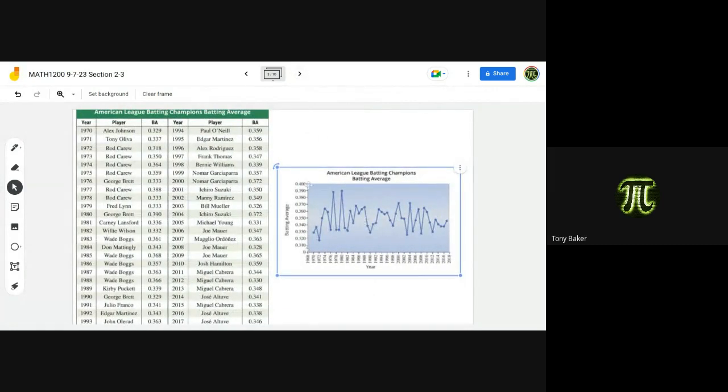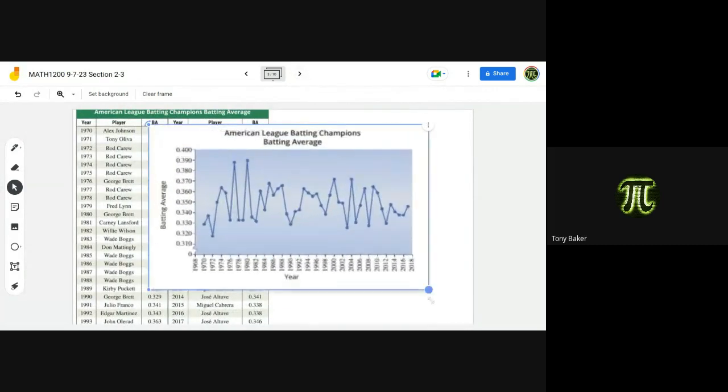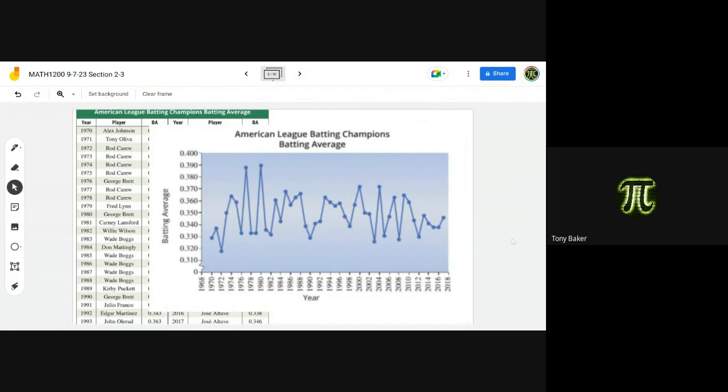What if I showed it to you like this? Is that easier to start looking at things? Yes. One of the big reasons we use graphs is the whole concept of a picture's worth 1,000 words. When you look visually at something, we can get a lot of information about it. We can start seeing what's going on, what's happening. So here are our batting averages from 1970 till 2018.